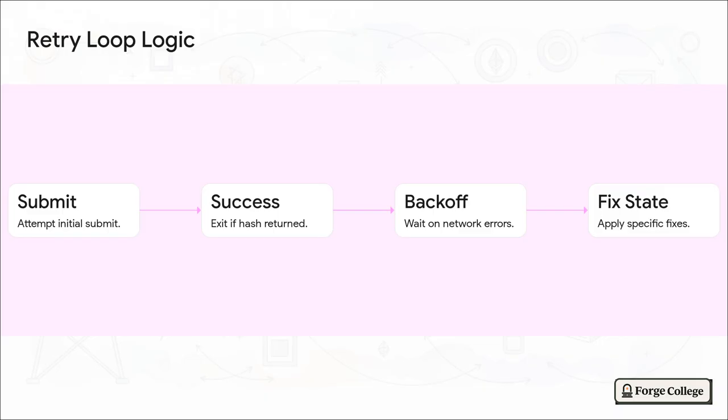Step 2, if the JSON-RPC returns a success result, boom, we instantly print the transaction hash and exit. We win. Step 3, but if we get an error, we need to classify it. If it's a transient error, like a network timeout or a random 500 server error, we apply a backoff strategy. And step 4, if it's a state error, like that nonce mismatch or an underpriced replacement we just talked about, we apply those specific fixes, up to a sensible maximum number of attempts.